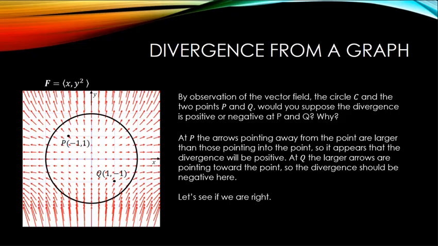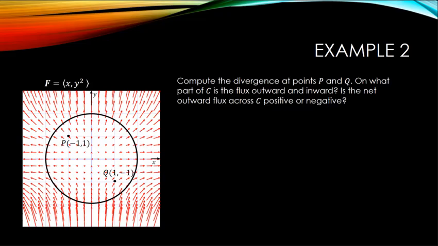I still want to do a calculation to see if I'm right. So now I'm going to compute the divergence at points P and Q and determine on what part of my circle C the flux is outward and inward, and I would like to know if the net outward flux across C is overall positive or negative. My divergence of f is given by the partial of f with respect to x plus the partial of g with respect to y. f is x and g is y squared, so my divergence of f is given by 1 plus 2y.